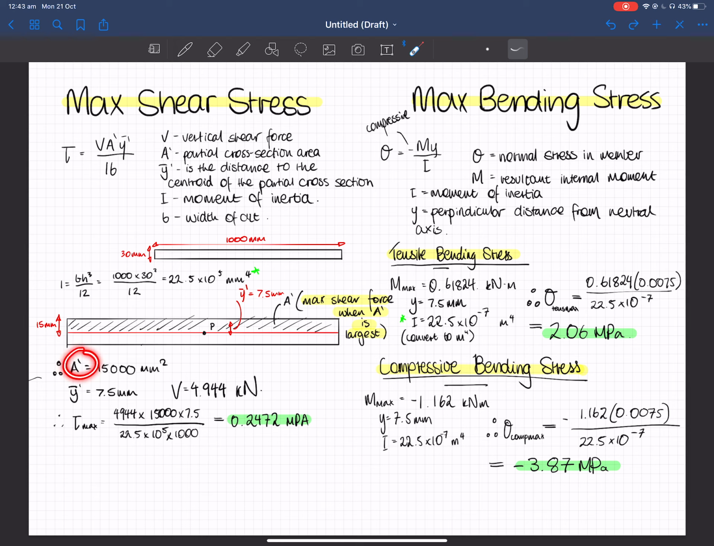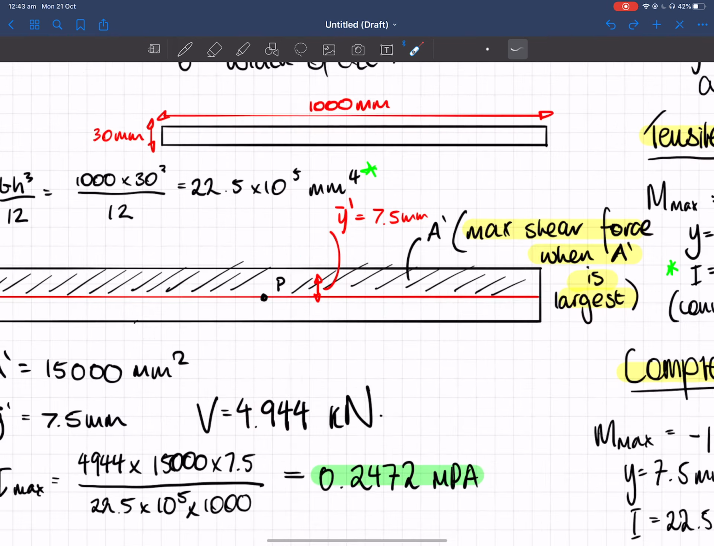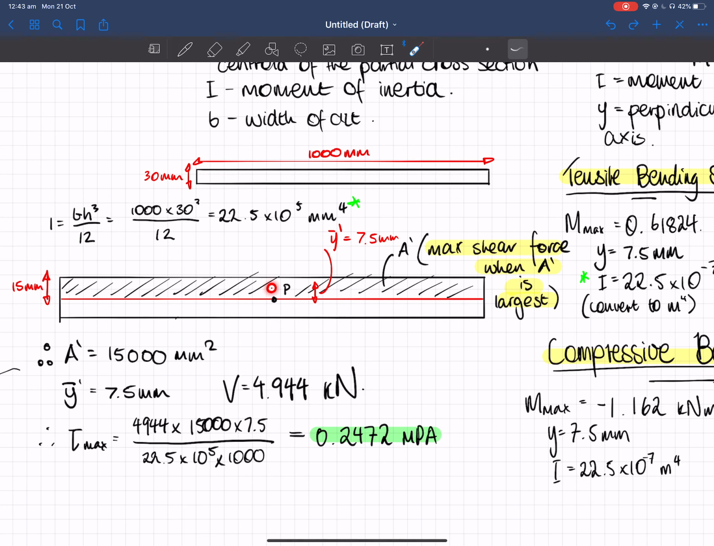The area, since we were calculating the max shear stress, I chose to put the P in the middle. I've done that because that would calculate the partial area to be a maximum. If the P was located, say, up here, the area would not be at a maximum. So when dealing with rectangles, you need to put the P in the middle to create a maximum area.